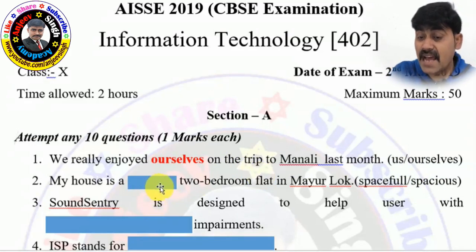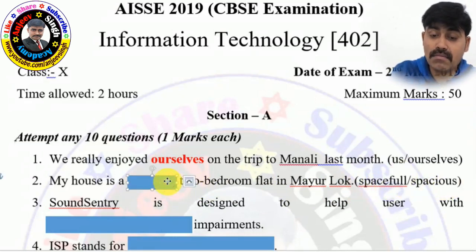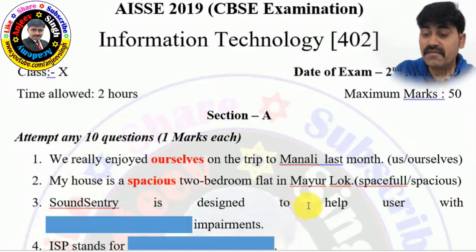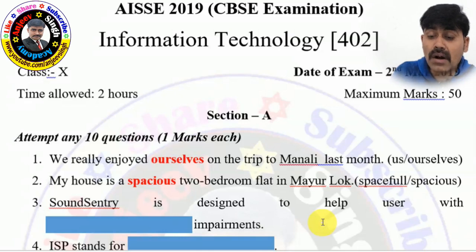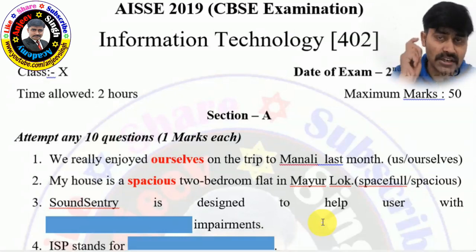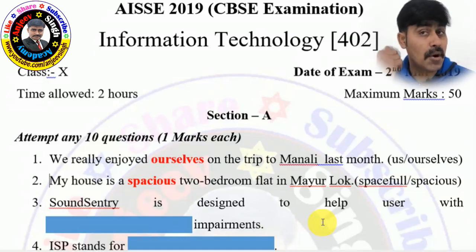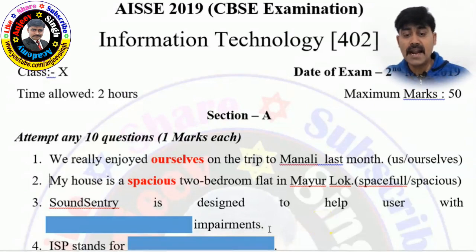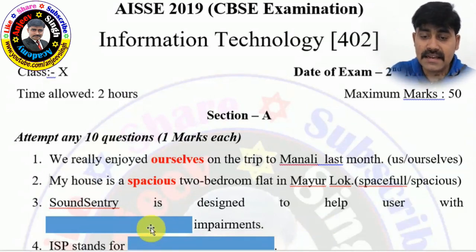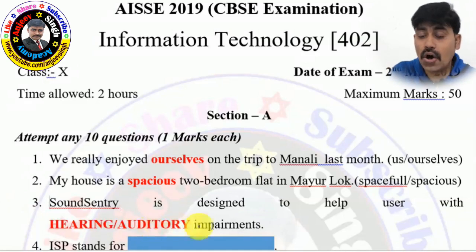My house is dash 2-bedroom flat in Mayurlok, and option is spaceful and spacious, and the answer is spacious. My house is a spacious 2-bedroom flat in Mayurlok. Okay, sound Sentry is designed to help user with impairments, means it's a device which helps the user. So what types of impairments? Actually it's auditory impairments, means if anyone has a problem to not listen properly, in that case they require sound Sentry. Okay, so the answer is hearing or auditory impairments.